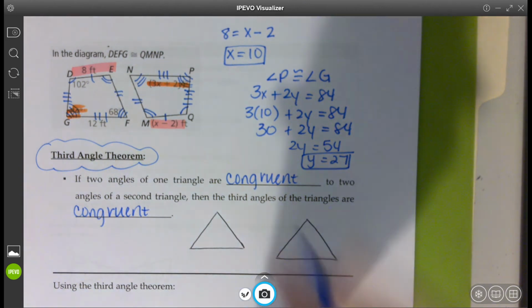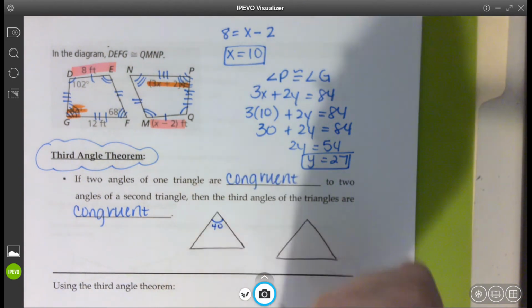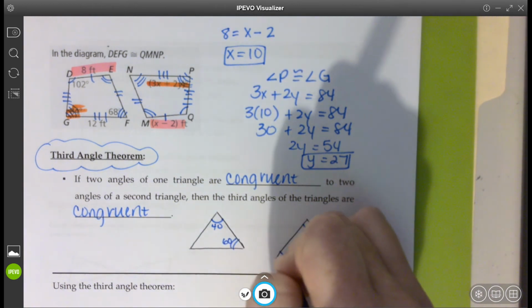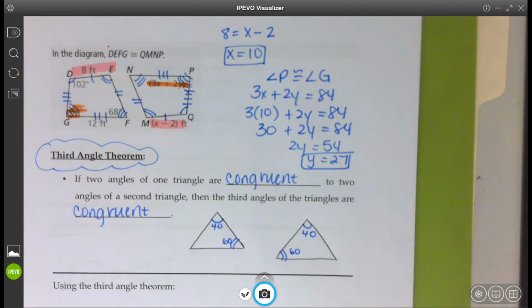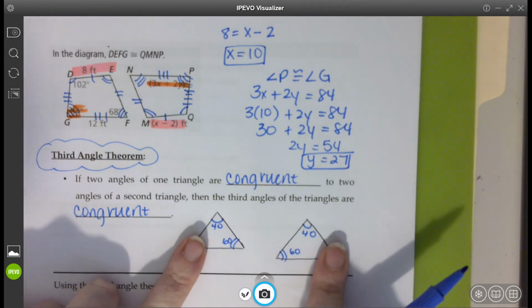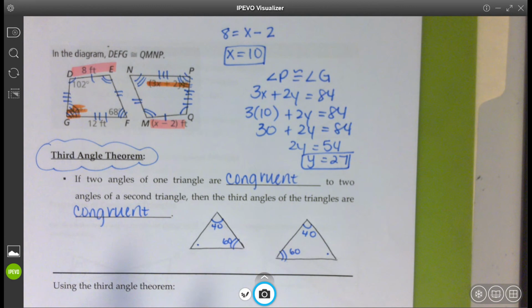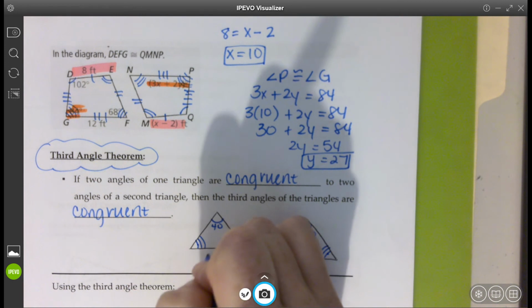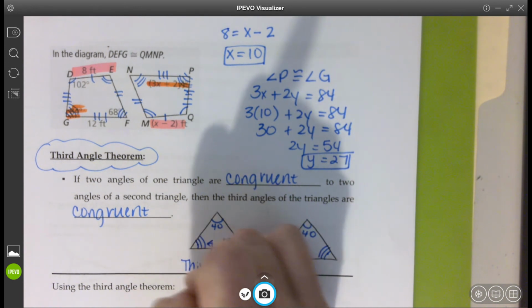So in this given diagram, if I have 40 and 60 here, and 40 in this triangle and 60 in this triangle, how much is this angle going to be? Right, that angle is going to be 80 because of our triangle sum theorem. How much is this angle going to be? Again, that's 80 again from triangle sum theorem. If I have two triangles and I know both of them have the same measure in two of the angles, the third must be the same. So I can put 3 curve markings here and say they're going to be congruent by the third angle theorem.